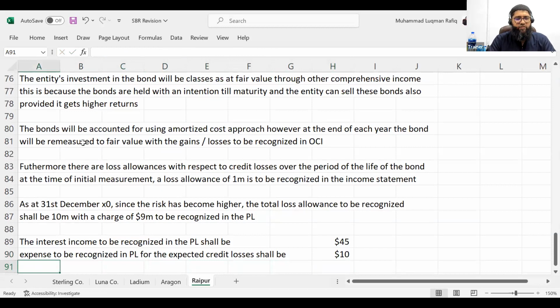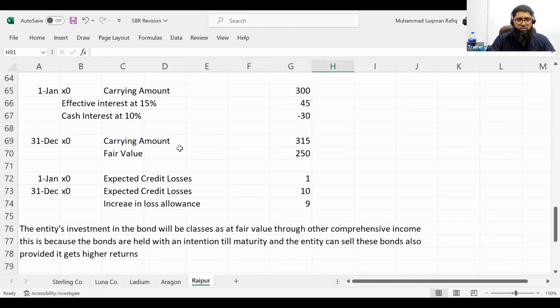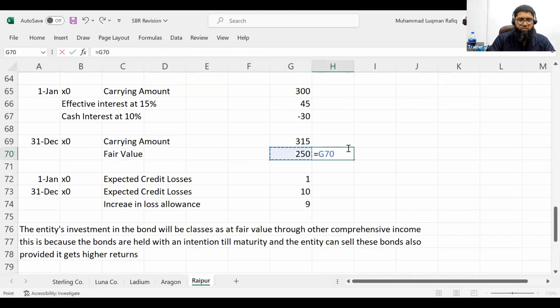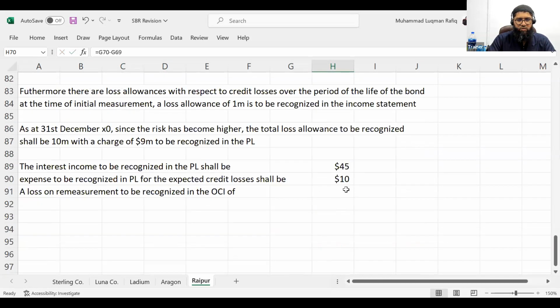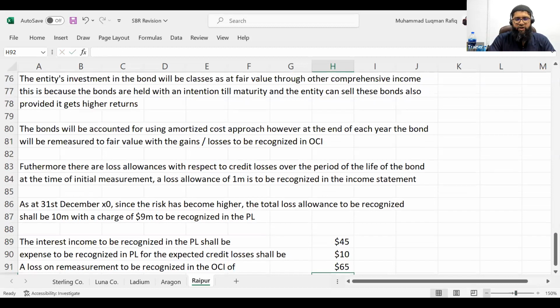Plus, in addition to this, a loss on remeasurement to be recognized in the OCI of $65 million. So this is how the total overall accounting is going to be for this bond.